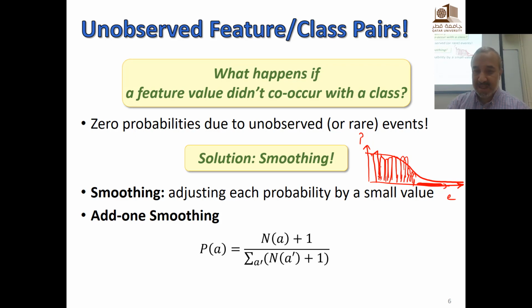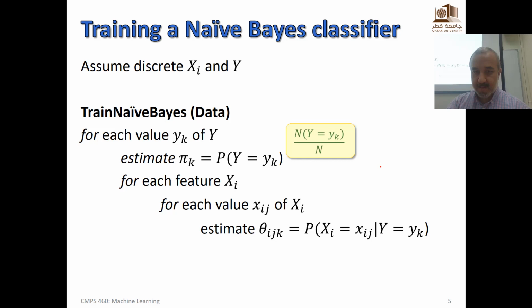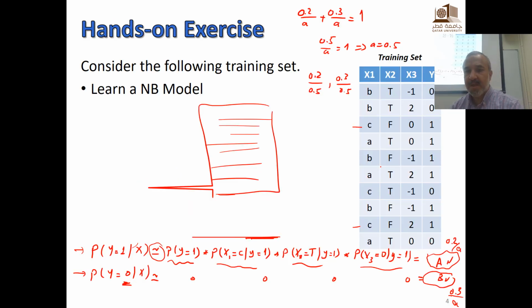Okay, so for example, let's get back to the table here. Let's say that we want to compute P of B given 0. What is this probability now without smoothing? 2 over 4. Right? Because 0 appeared 4 times, and in 2 of them we had B. With smoothing, this should be different.